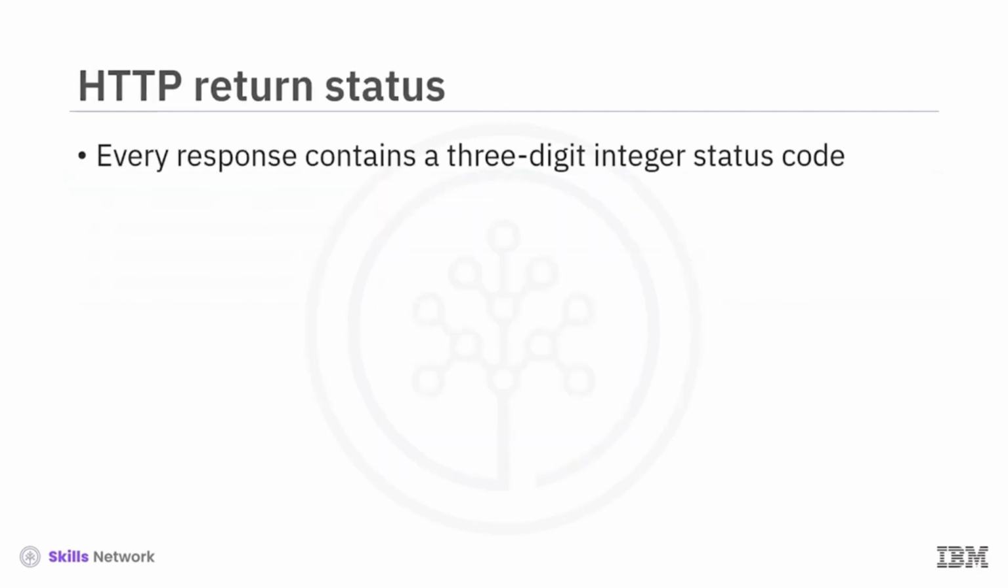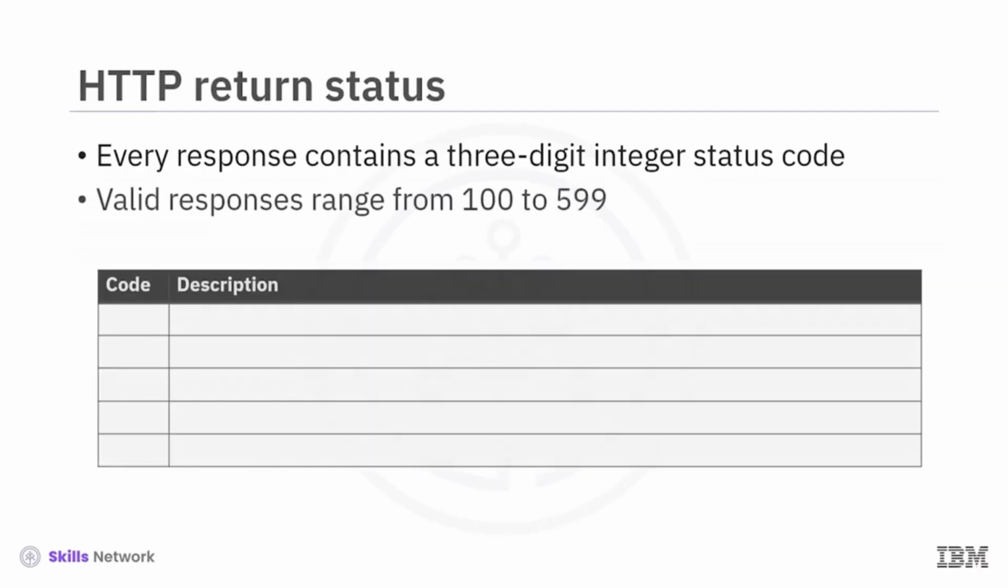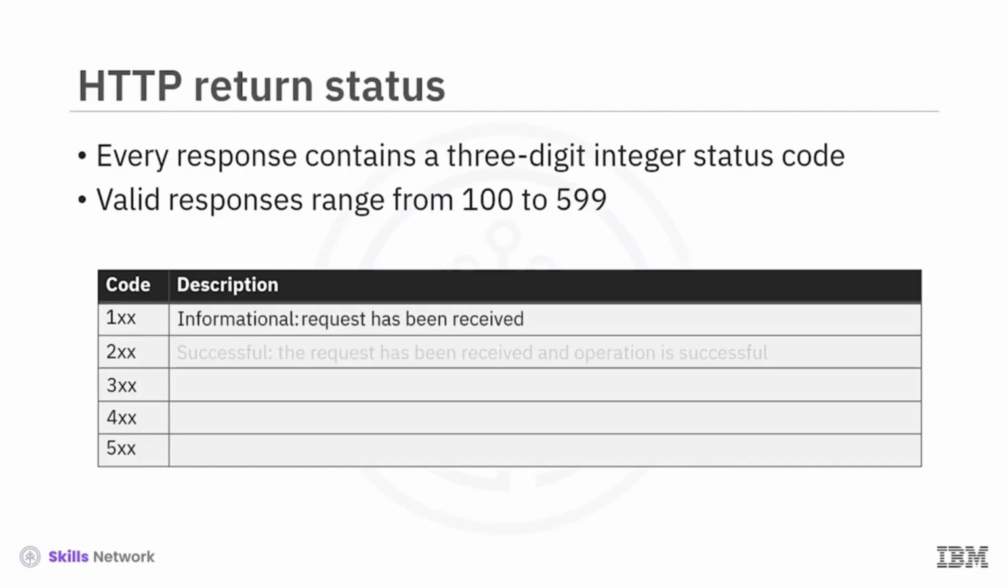Every HTTP response contains a 3-digit code indicating different error and success status, and the client is responsible for consuming this error code. Valid response code ranges from 100 to 599. The error codes are organized in categories of 100 each. Error codes from 100 to 199 indicate the request has been received and are informational. Error codes from 200 to 299 indicate the request has been received and the requested operation is successful.